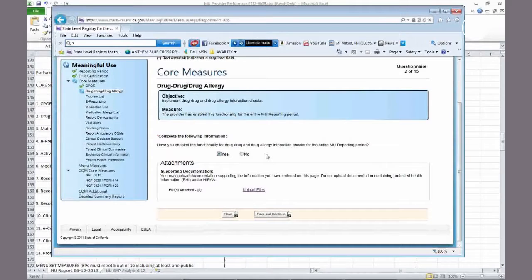Now we go to our next core measure, drug, and drug allergy. The question is whether drug, and drug allergy checks have been enabled for the entire reporting period. This is a simple yes/no answer and will be on your Meaningful Use Report. Click Save and Continue.